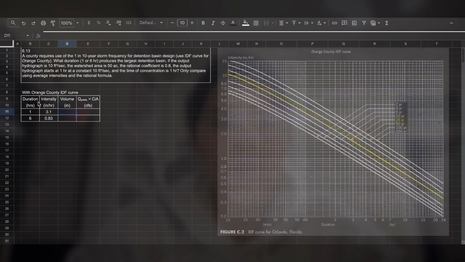Now, if the duration of the storm is 1 hour and our intensity is constant during that hour, we want to find the volume. We just multiply inches per hour times hours, and it's going to give us inches, the volume in inches.